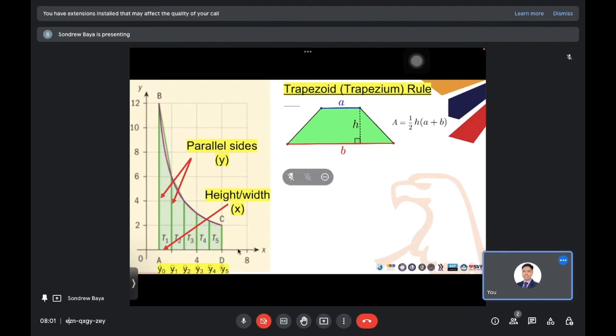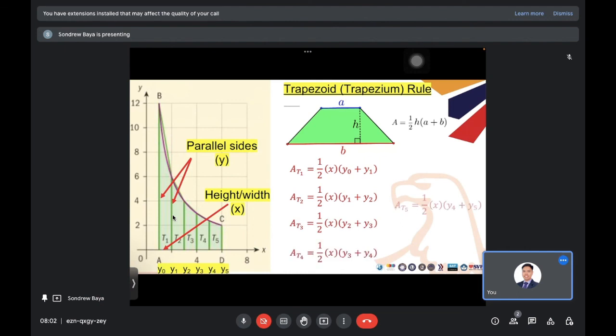So again, going back, we have to find the area of each trapezoid and then add all of them. That's the area of the entire region bounded by this curve and, of course, the x-axis. So finding the area of each trapezoid, the first trapezoid has an area of half times x, remember this is your width or height, times the sum of the two parallel sides, y sub 0 and y sub 1. And then the second trapezoid would have this area, third trapezoid, fourth, fifth. At this point, pause the video so that you can analyze well, copy notes, and understand.